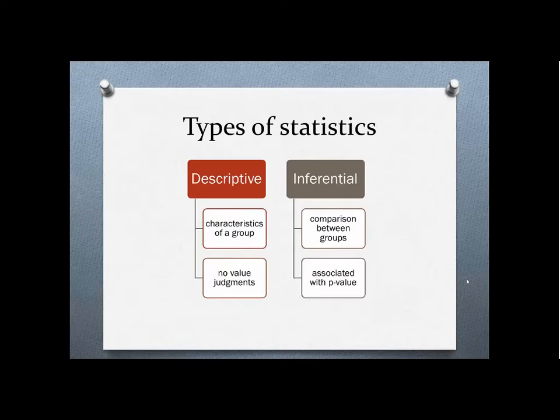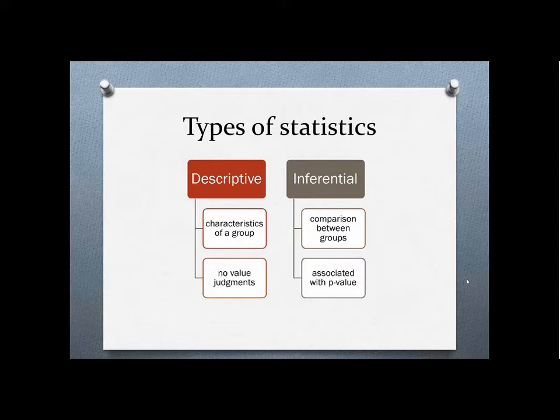So very briefly, there are two categories of statistics. Descriptive is simply, as you can imagine, just a description of the data that you have. You're not trying to make any value statement about the data. You're just saying 50% were female, 6 of them were of this age, 20% of them were from the South.